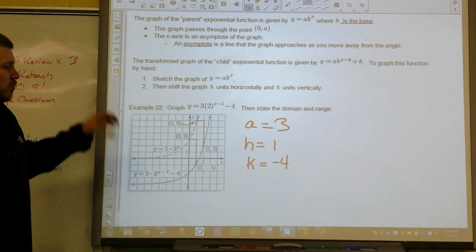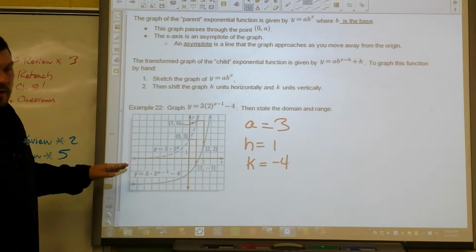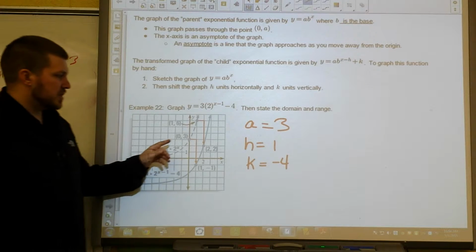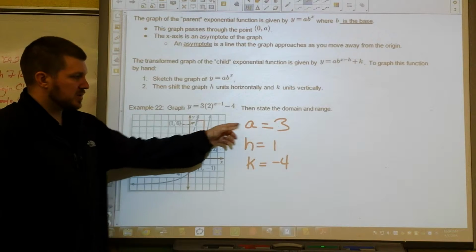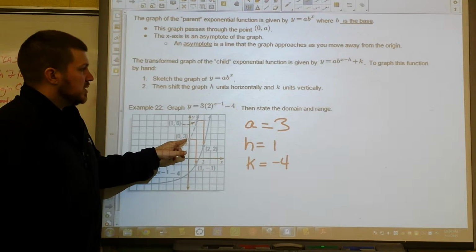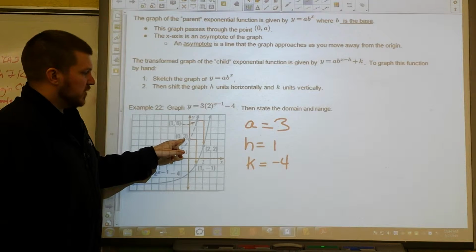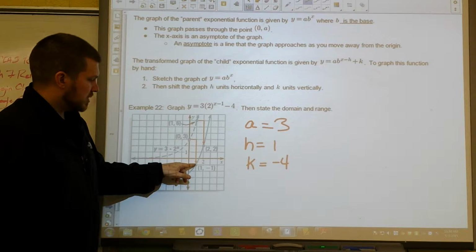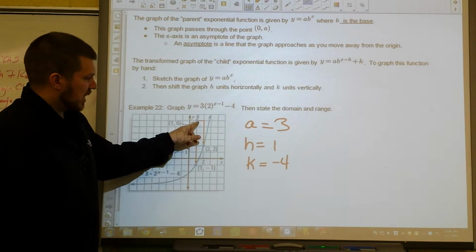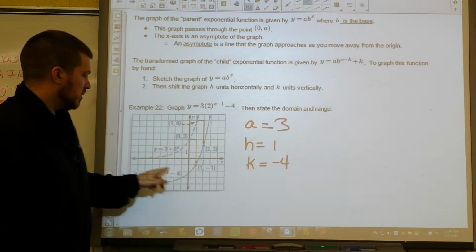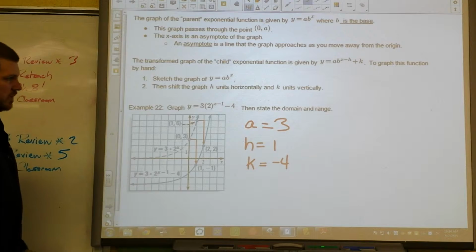Remember, we always start with the parent exponential function, and it always goes through the point (0, 3), since a is 3 in this case, and that checks out. Then to get to the child function, we shift horizontally 1 unit and down vertically 4 units. That happens to any point on the parent function on this graph.